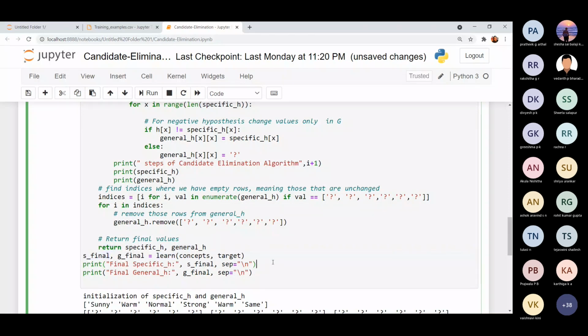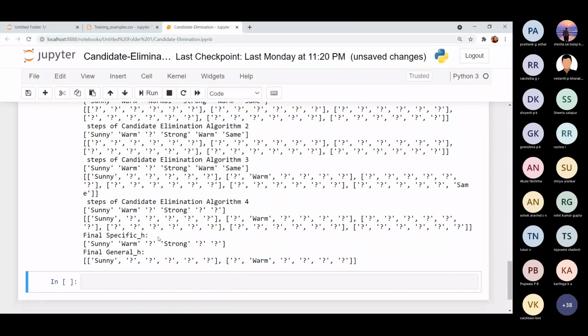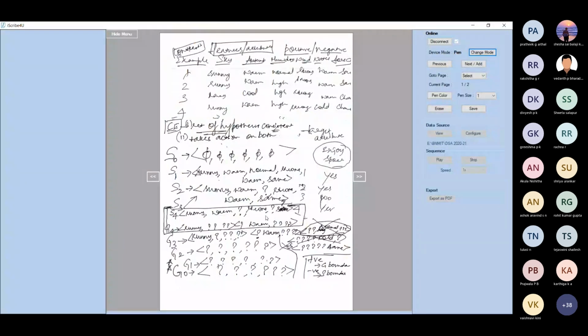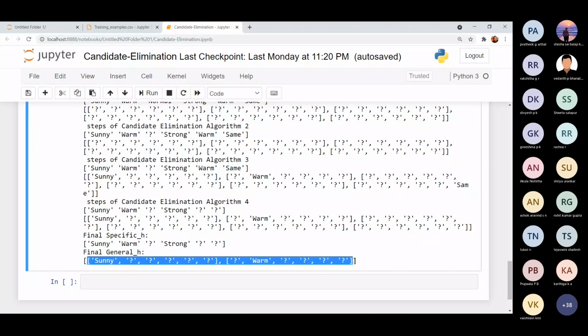So we're finally printing the final hypothesis, and now it's working fine. You can observe that here. Your final specific hypothesis in our problem was this: sunny, warm, question mark, strong, question mark, question mark. And the final general hypothesis was these two.